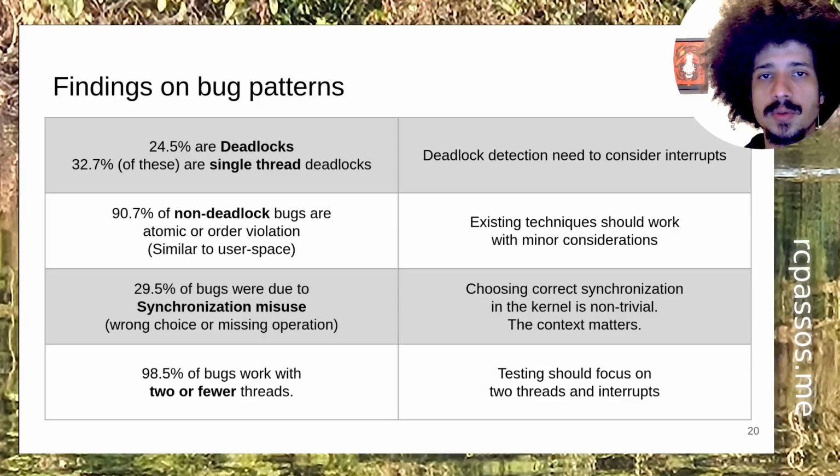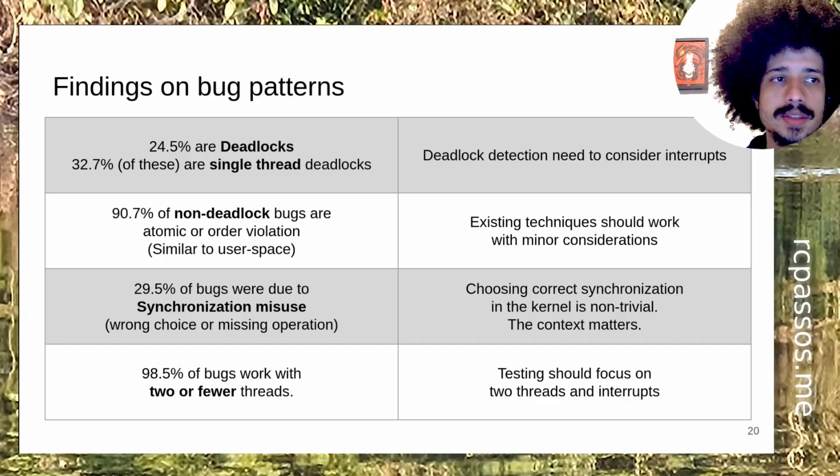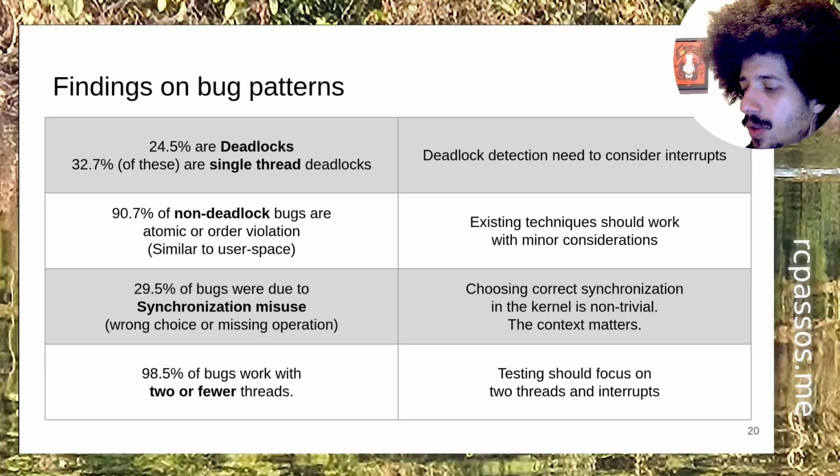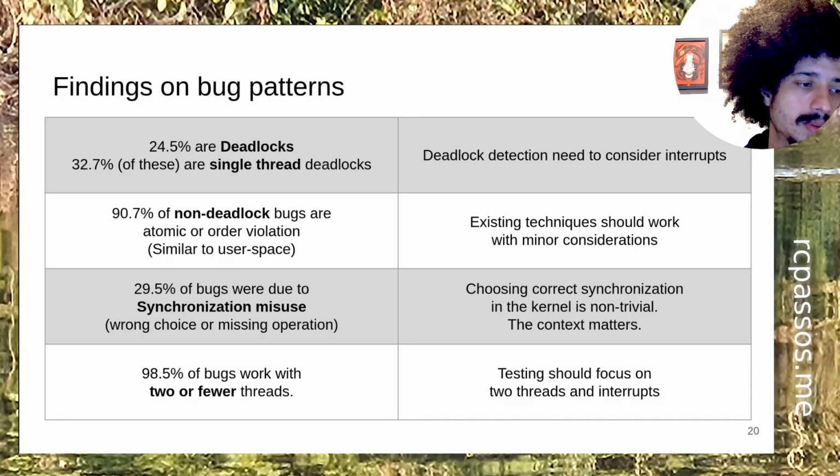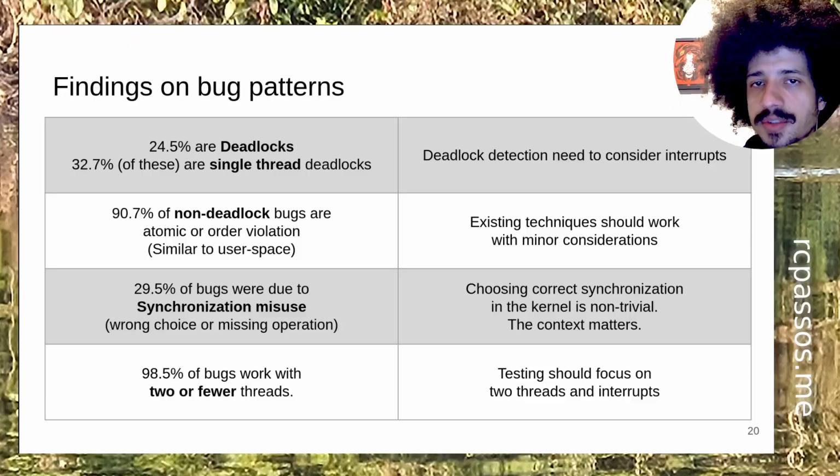24.5% of the bugs were deadlocks, and 32% of these bugs could happen on single threads. This is something that usually we don't see in user space programs because we don't have interrupts, and interrupts are the cause for these single threaded deadlocks.